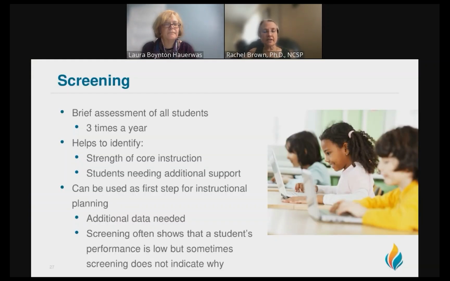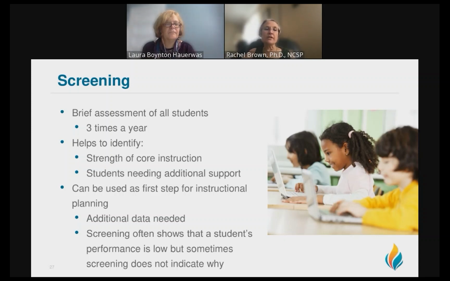Screening is a type of assessment that's typically done 3 times a year with all students. It's also sometimes called universal screening because we want all students to participate in these brief assessments. These assessments are designed to provide information for teachers about the strength of the core instruction. In other words, what percentage of students are meeting learning targets based on those screening data? And are most students reaching the learning goals, or are many not reaching the learning goals?